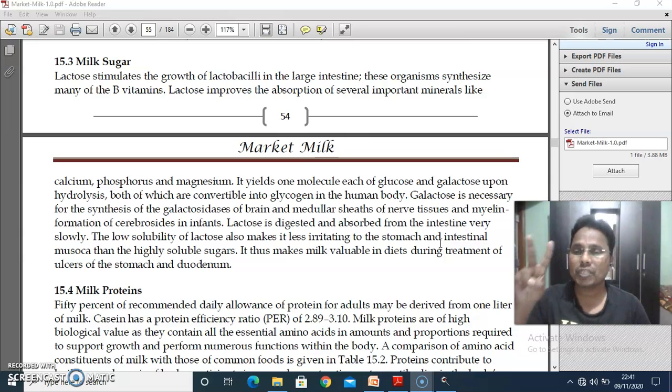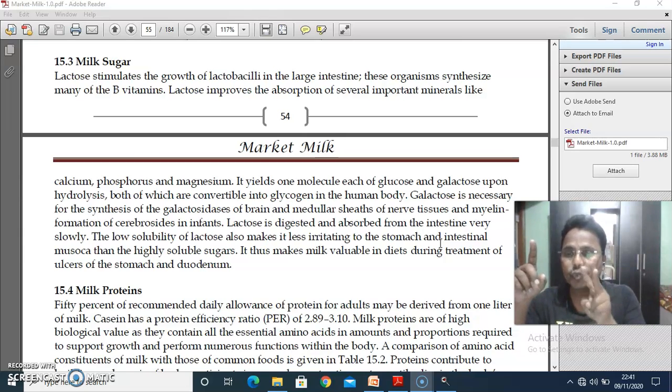The first point, it stimulates the lactobacilli present in the intestine, and these microorganisms help to synthesize many B vitamins. Second point, it helps to absorb several minerals like calcium, phosphorus and magnesium. Third point, on hydrolysis it yields one molecule each of glucose and galactose.